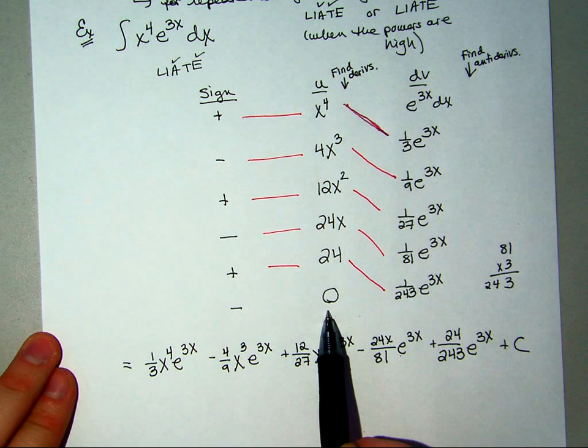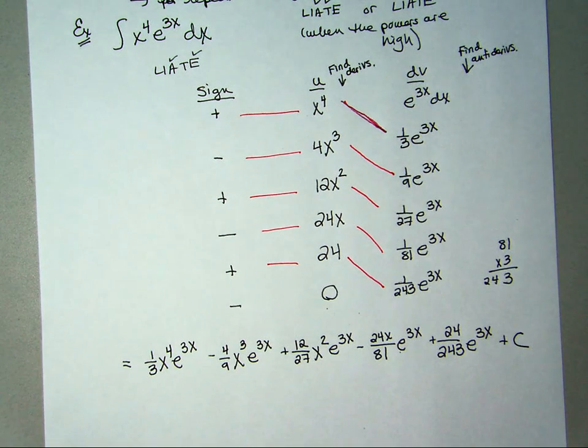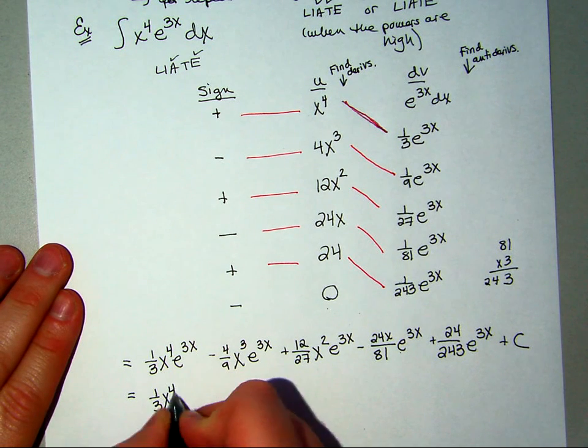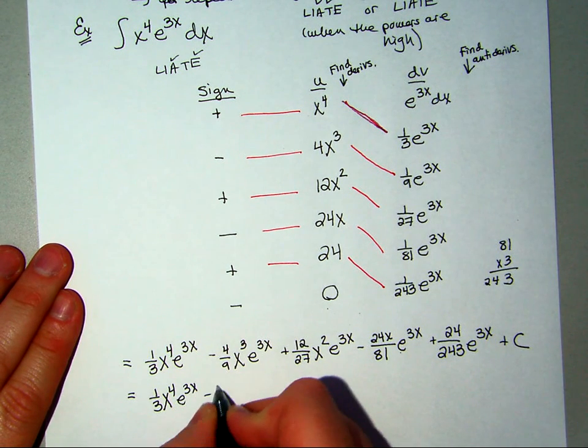Okay, we have some cleaning up to do. 1/3 x to the 4th e to the 3x, that's fine. Minus 4/9 x to the 3rd e to the 3x, that's fine. Next one is not.